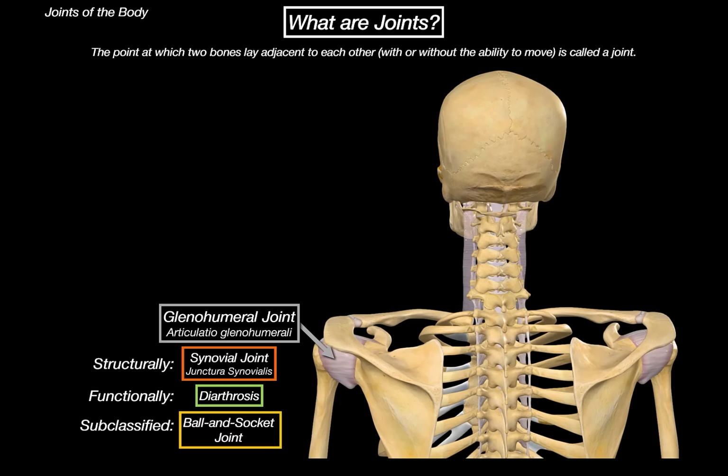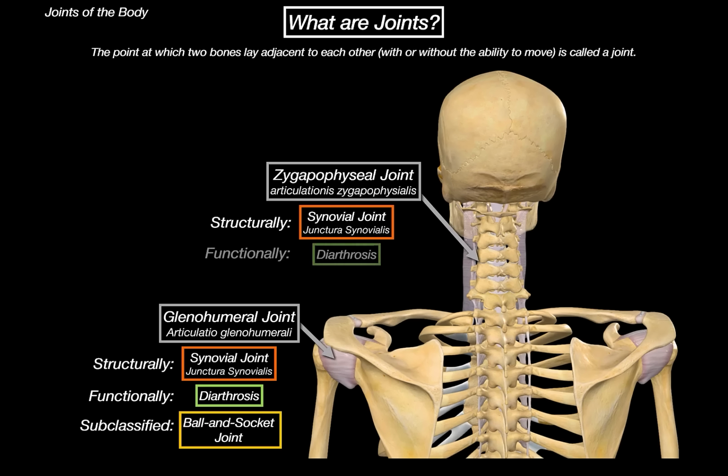Between the articular surfaces of vertebrae, we have a facet joint, or zygapophyseal joints. They are synovial joints, functionally movable, so diarthrosis as well, but subclassified as plane joints, allowing only gliding movements.